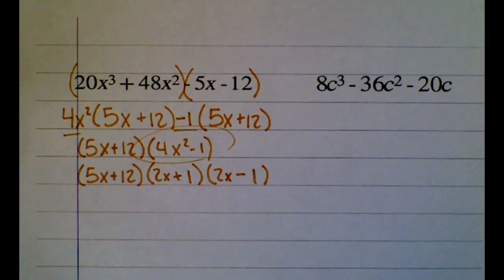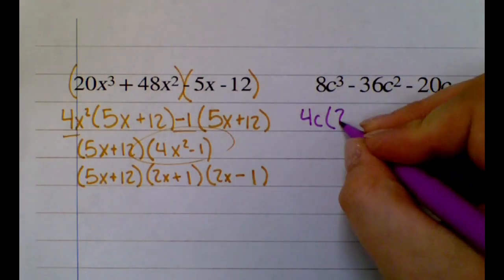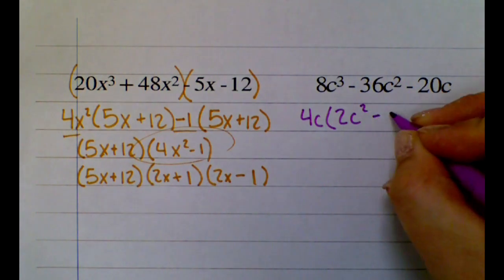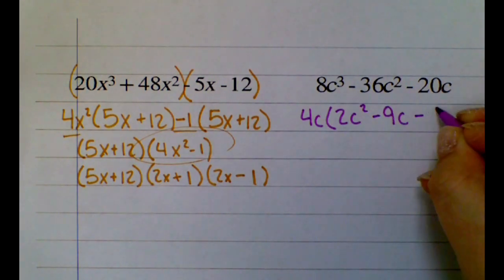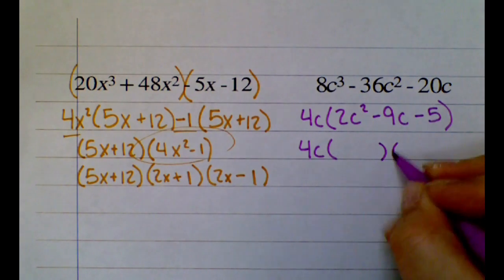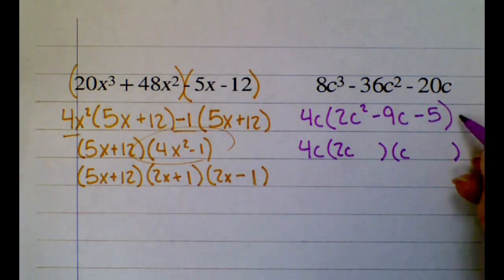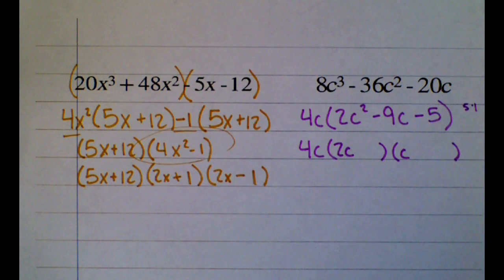8c cubed minus 36c squared minus 20c. Take out my GCF first. My GCF is 4c. That leaves me 2c squared minus 9c minus 5. All right, let's try to break this down. The only way to break down 2c squared is 2c and c. The nice thing is the only way to get 5 is 5 and 1.